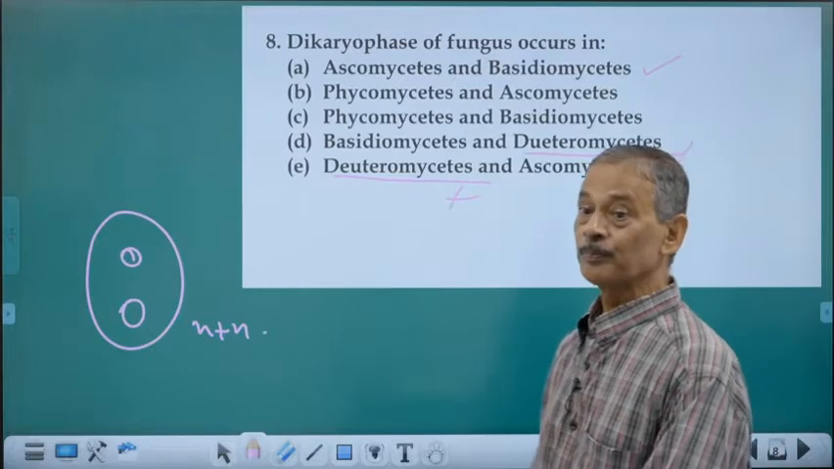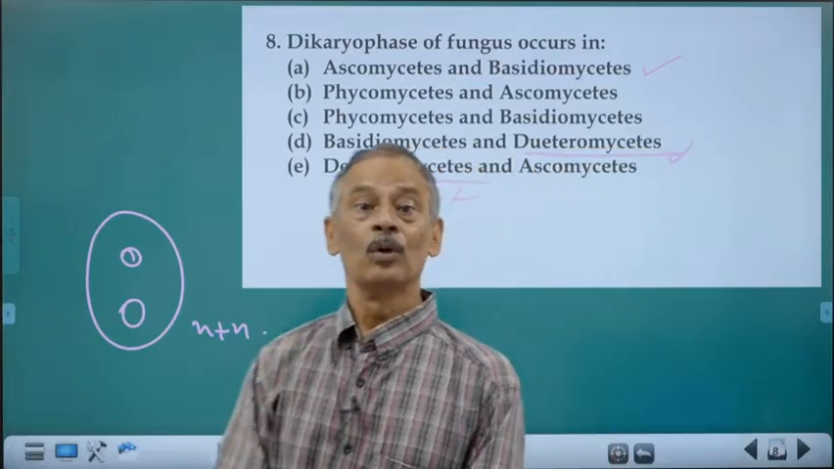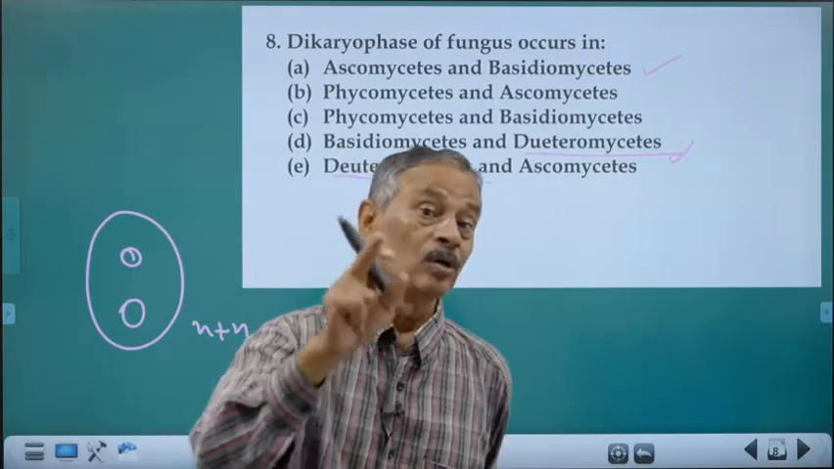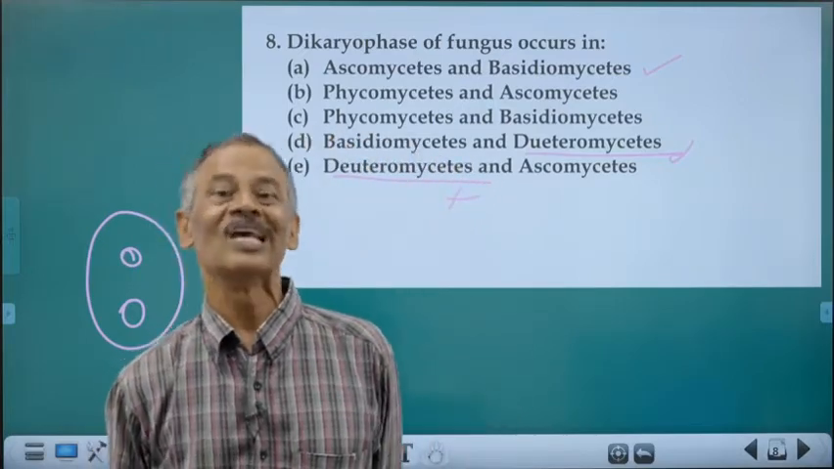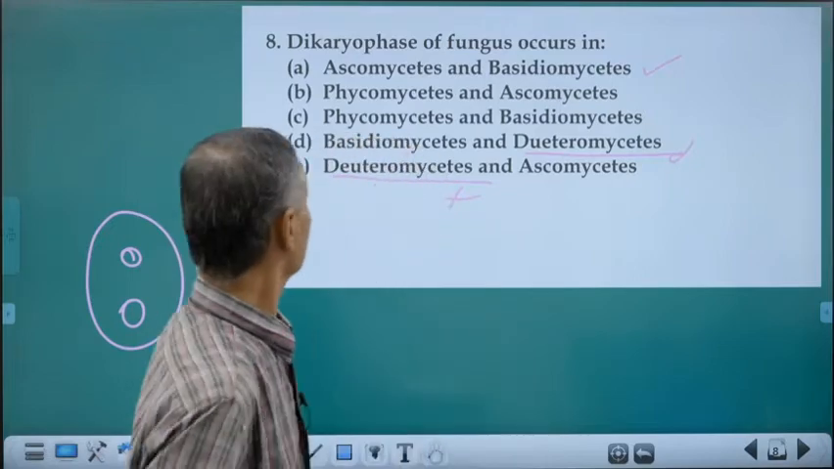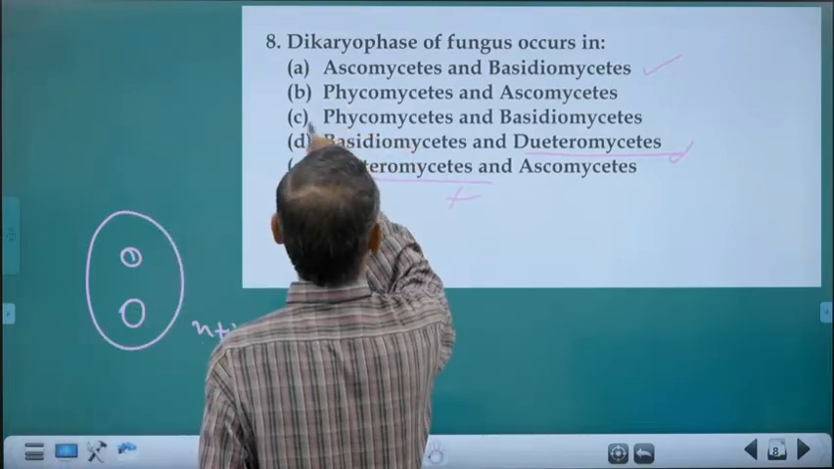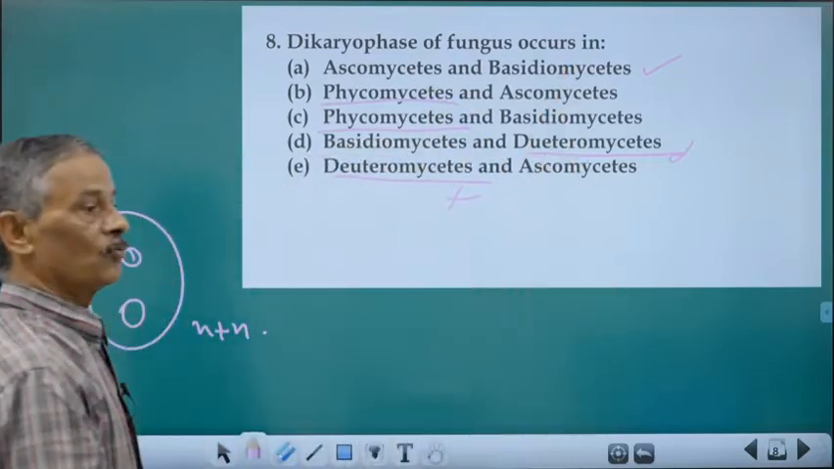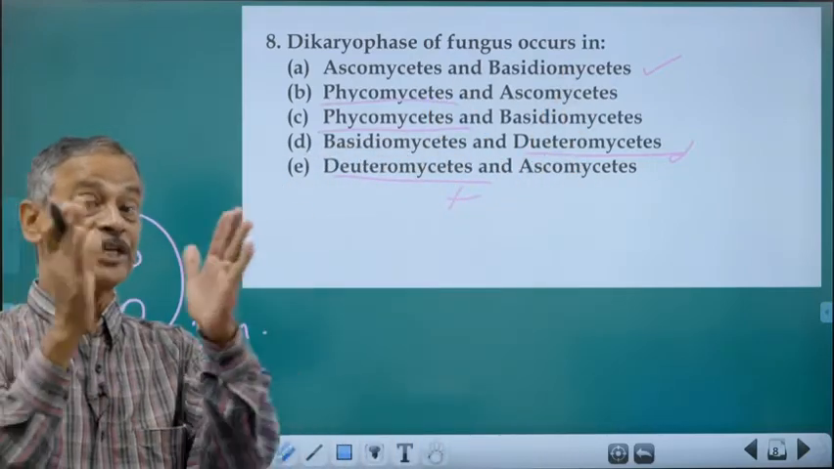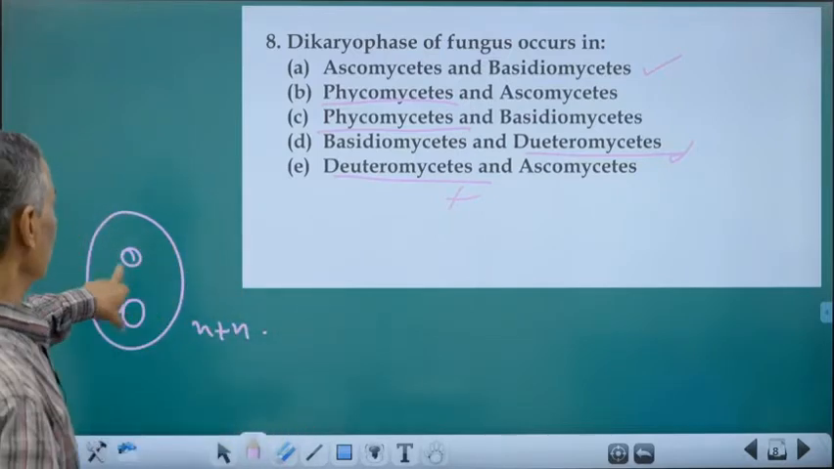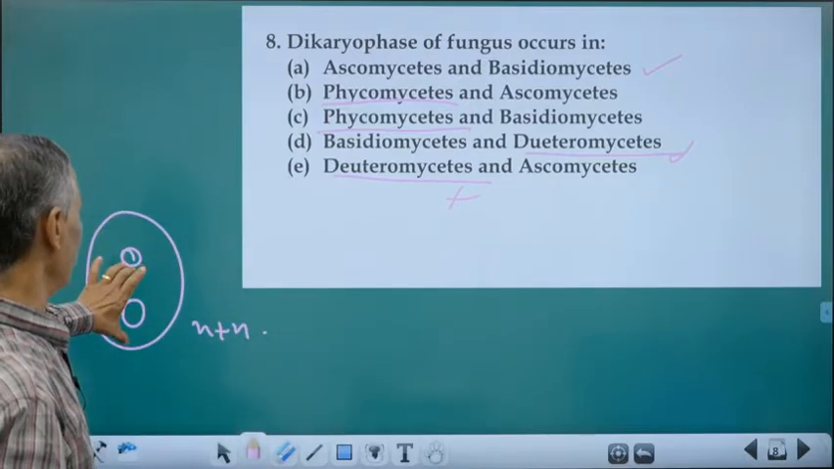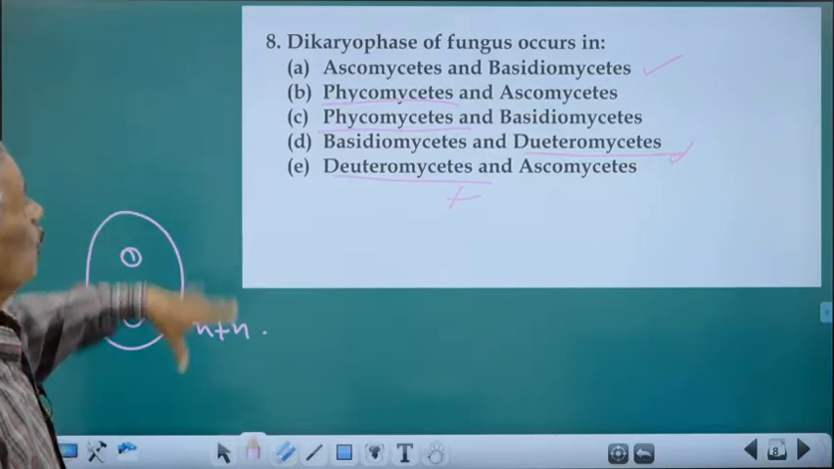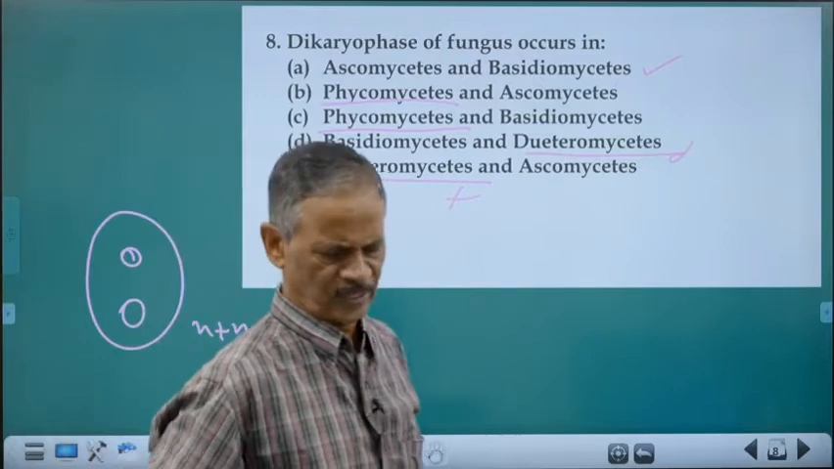They produce what type of sexual spores? Zygospores. They produce zygospores. So, phycomycetes, no. Dikaryon is formed by the fusion of two vegetative cells, resulting in a dikaryotic stage. N plus N is characteristic of only ascomycetes and basidiomycetes. Okay.